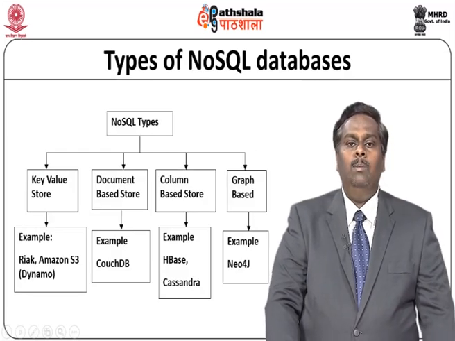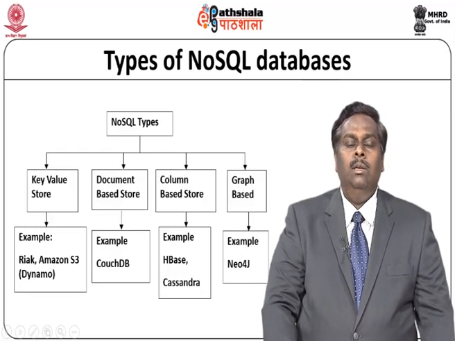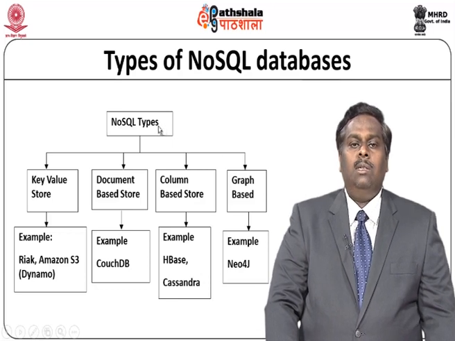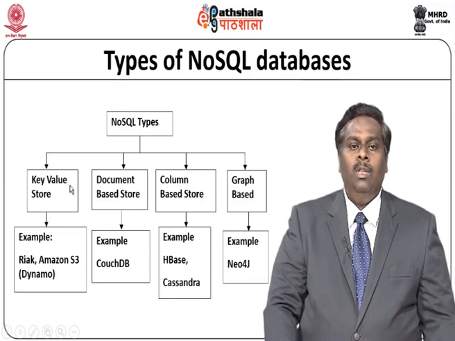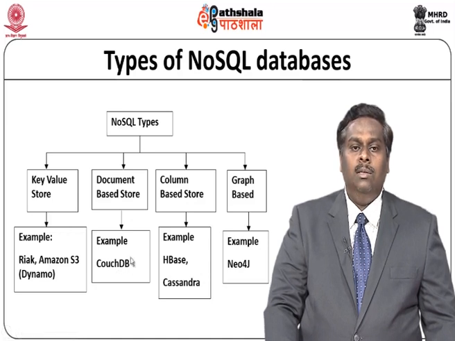There are different types of NoSQL databases. The NoSQL databases in general can be broadly classified into 4 types. The first type is key value store, the second type is document based store, the third type is column based store and the fourth type is graph based store. Under key value store, a few databases like Amazon S3, Dynamo, Riak are all key value stores. Couch database is a type of document database.